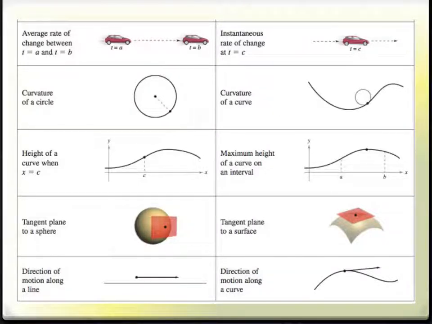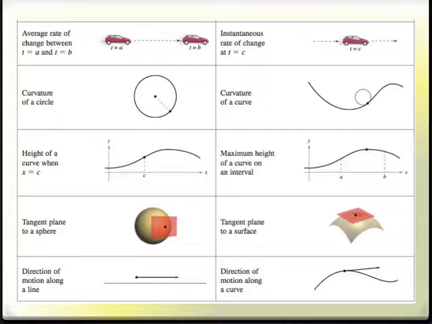And then there's a bunch of others here, so let me run through them real quick. You can find average rate of change versus instantaneous rate of change. Instantaneous means at a specific point in time. If you have a car that tells you exactly how fast you're going, like your speedometer, that's instantaneous rate of change. Curvature of a circle versus curvature of a curve. The height at a specific point, much like the very first example, versus the maximum height on a curve.